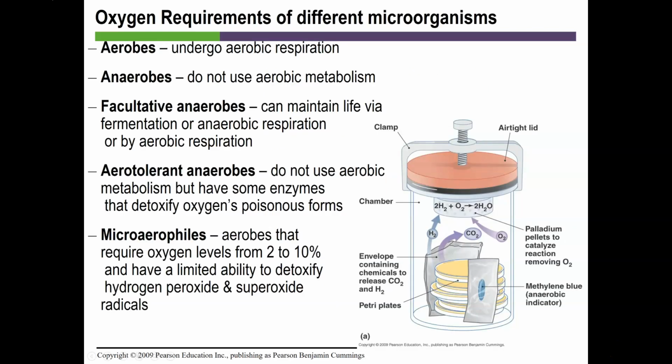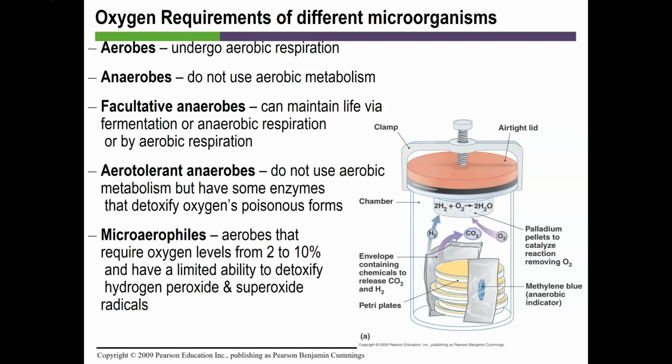This slide is showing the definitions of the different types of microorganisms as it pertains to their oxygen requirement. As mentioned, aerobes, strict aerobes, require oxygen to be present, and they use aerobic respiration. Strict anaerobes do not use aerobic metabolism, and they actually require the absence of oxygen.